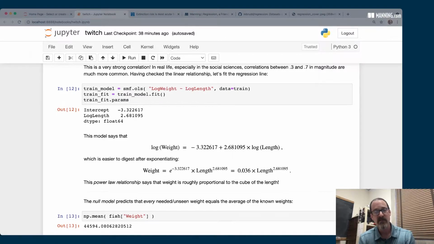That's about the length cubed. And so it says that the mass of a fish, the weight of a fish, is proportional to the length cubed, which is what you would expect in terms of the volume of an object, right? So if you take the side length cubed, it makes sense, okay? But that exponent, 2.68, and the coefficient of 0.036, those are more precise, and they're based on this nice data set. All right, so that's the linear regression model.